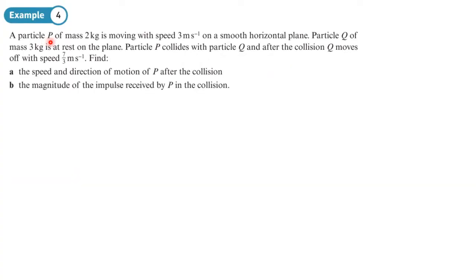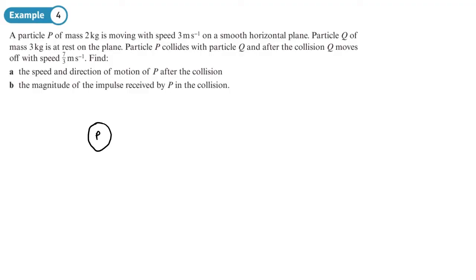A particle P of mass 2 kg is moving with speed 3 meters per second on a smooth horizontal plane. Particle Q of mass 3 kg is at rest on the plane. Particle P collides with particle Q, and after the collision Q moves off with speed 7/3 meters per second. Right, so before we do anything, we're going to draw a diagram of what's going on.